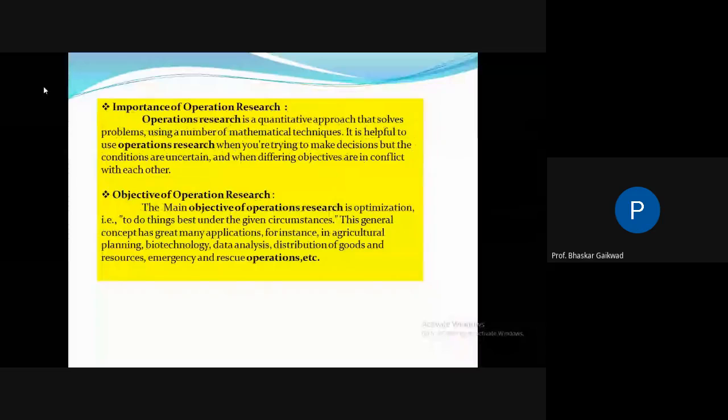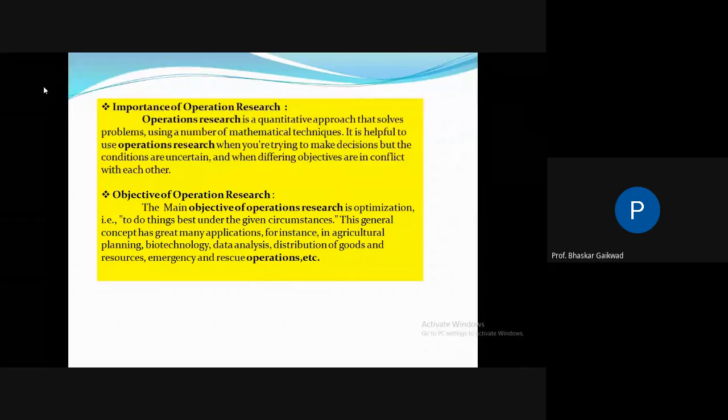Then, the importance of operation research. Operation research is a quantitative approach that solves problems using a number of mathematical techniques. So here we have to use mathematical techniques to solve any problem, not just by method study or time study. We cannot do this with those alone. We can solve problems using certain mathematical techniques, and it is helpful to use operation research when you are trying to make decisions.